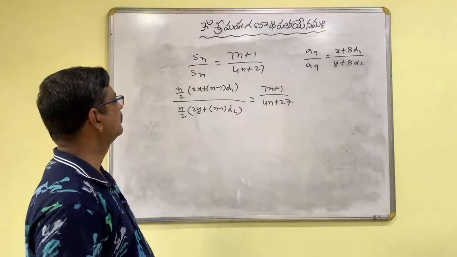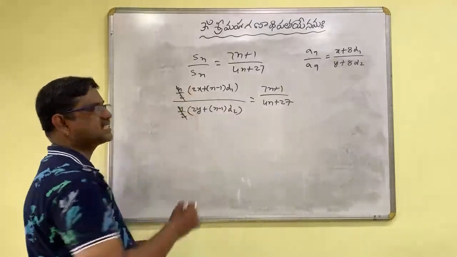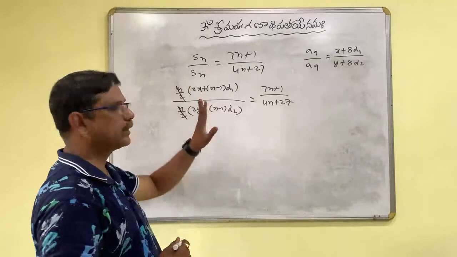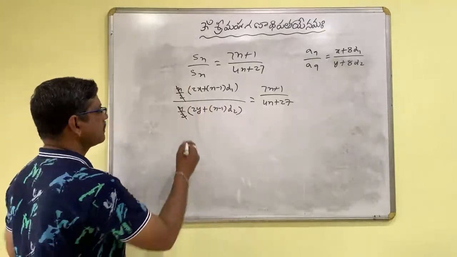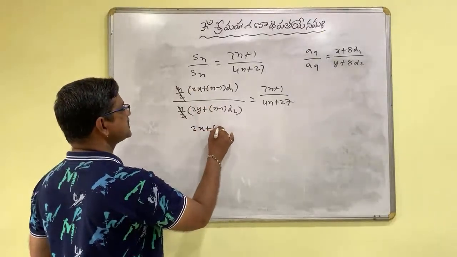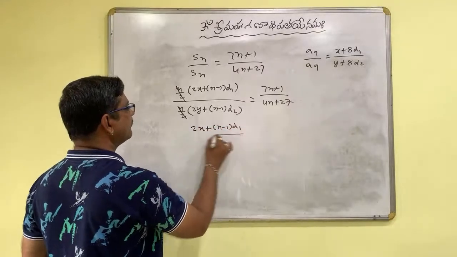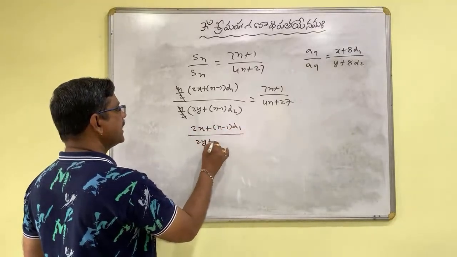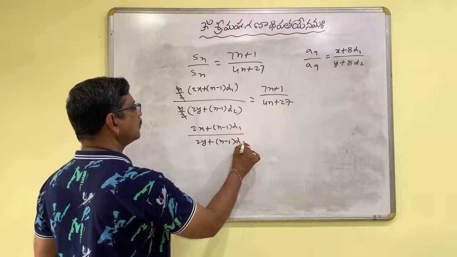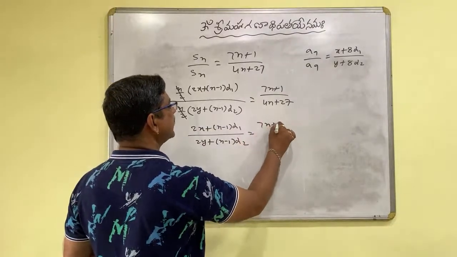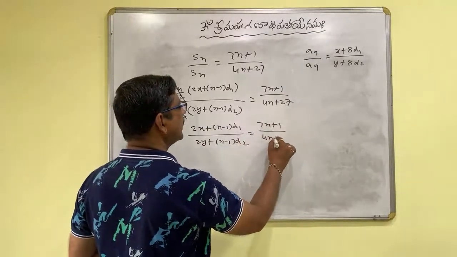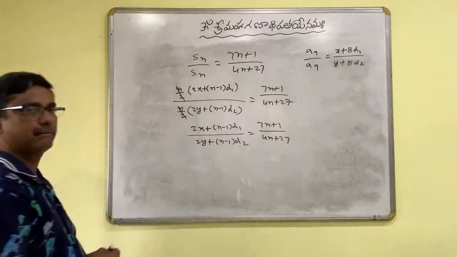Now n by 2 cancel. n by 2 cancel. What is remaining? (2x + n - 1) into d1, (2y + n - 1) into d2 is equal to (7n + 1) by (4n + 27).